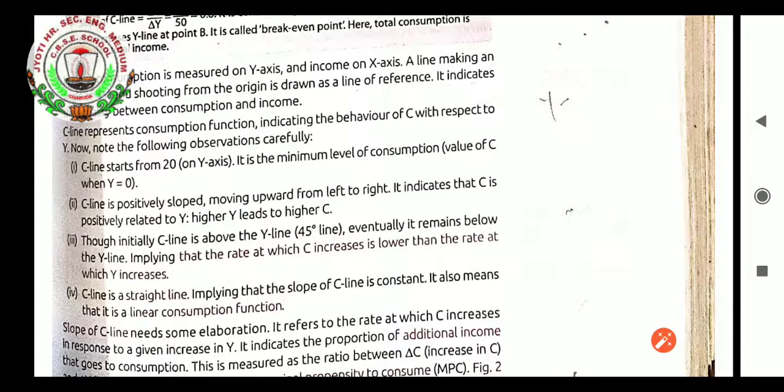C line is positively sloped. Moving upward from left to right, it indicates that C is positively related to Y. Higher Y leads to higher C. Though initially the C line is above the Y line, the 45 degree line, eventually it remains below the Y line, implying that the rate at which C increases is lower than the rate at which Y increases. C line is a straight line, implying that the slope of C line is constant. It also means that it is a linear consumption function.